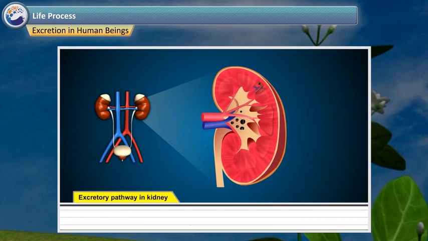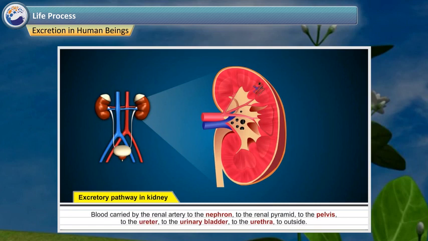Excretory pathway in kidney. Blood is carried by the renal artery to the nephron, to the renal pyramid, to the pelvis, to the ureter, to the urinary bladder, to the urethra, to outside.